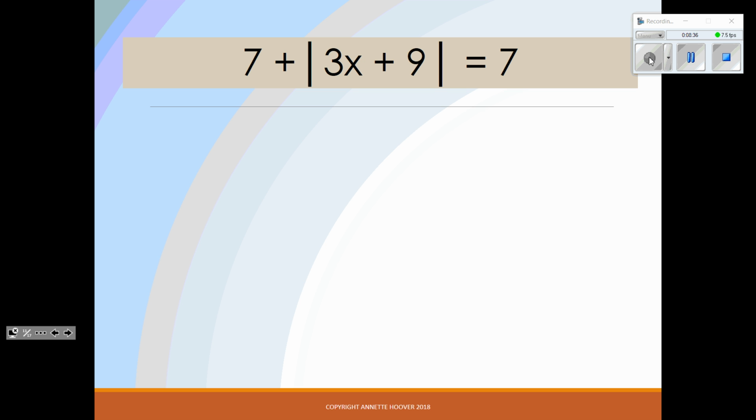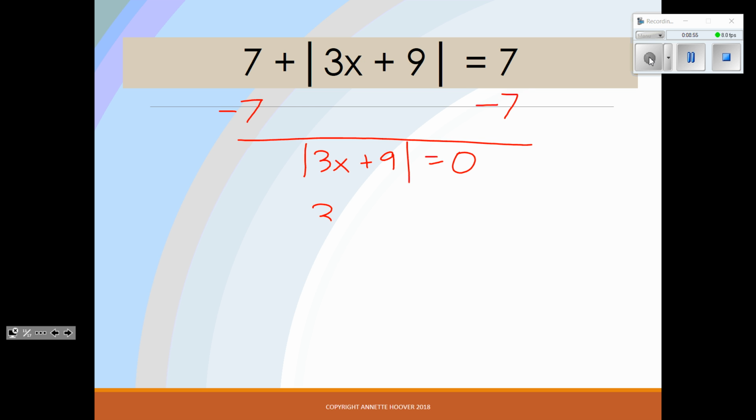Here's another example. First step, again, is to isolate the absolute value on one side of the equation by itself. So we're going to subtract 7 on both sides. Now, what do we have the absolute value equal to here? It is equal to 0. So this is one of those that you will only have one solution.